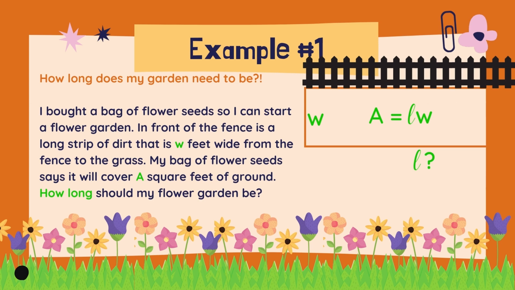The formula to find the area of a rectangle is A equals L times W, or area equals length times width. But the flower package tells us what the area is, and we don't know what the length is, but we do know what the width is. So we don't want to solve for A, we want to solve for L.